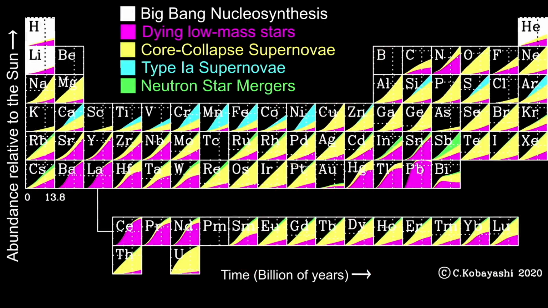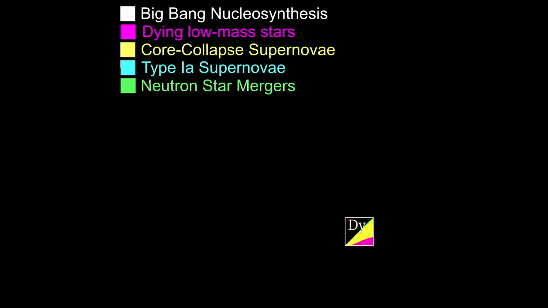This complicated version of the periodic table shows the evolution of the elements through the history of the universe. Here, you see each element square with a tiny chart of its own showing that element's growth over the age of the universe by various processes. Dysprosium is here. I understand this looks complicated, but let's look at just dysprosium a little closer.